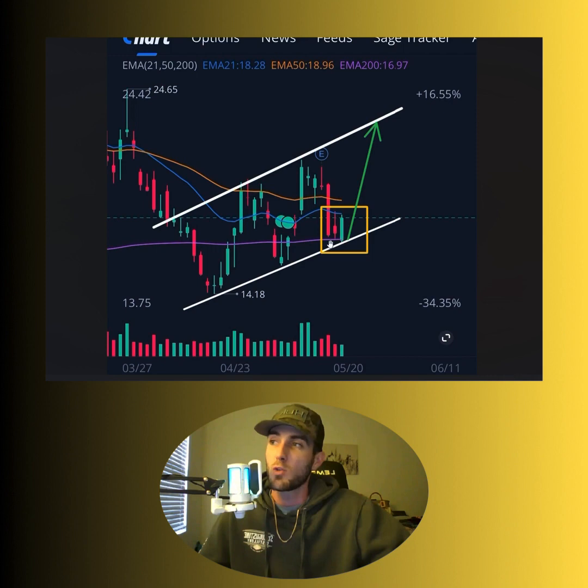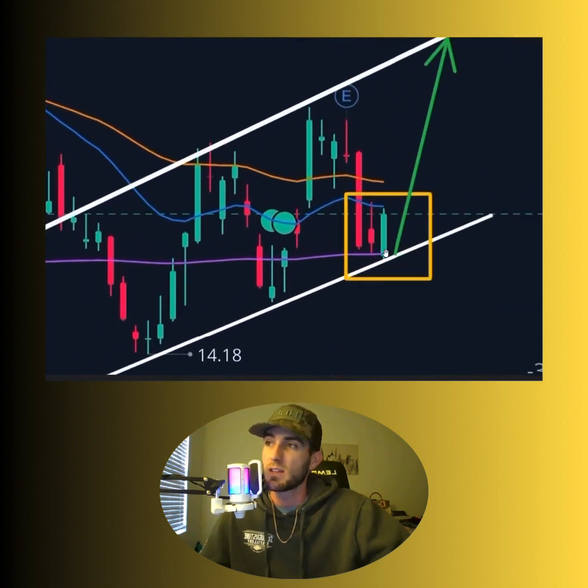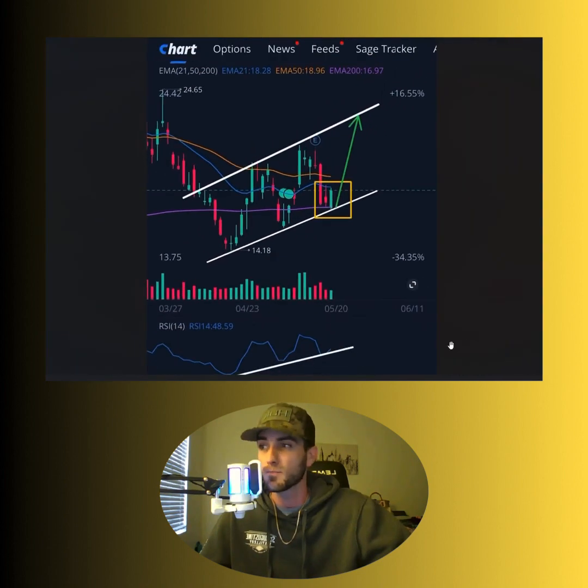We also held and closed above this purple line, the 200 EMA. That is a great sign. We also, if you look here in this yellow box area, today's daily candle completely engulfed yesterday's red candle. It's a bullish engulfing chart pattern. The next candle in this pattern is typically green, and we move back up.